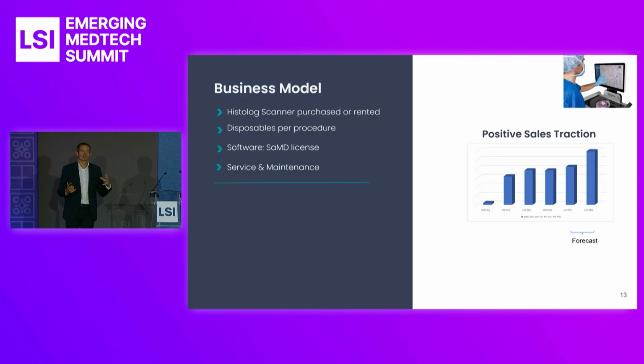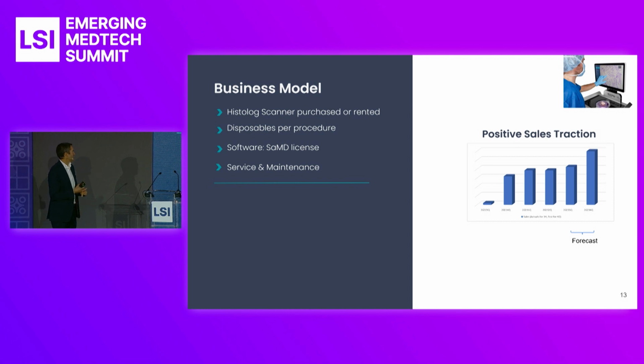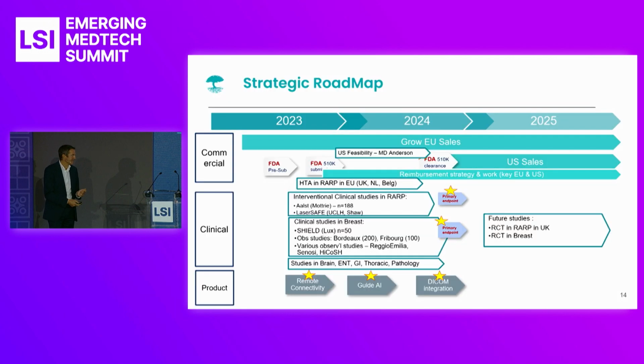Business model and sales traction. The business model is, well, typical for capital equipment on one hand, so a sold or rented console. We have the consumables that are proprietary and sold per surgery. There is software with the remote connectivity and AI that will be sold as a license as of next year, and service and maintenance. So typical work streams for a device like that. The company started selling last year and is enjoying very positive sales traction. Happy to talk about that and numbers offline.